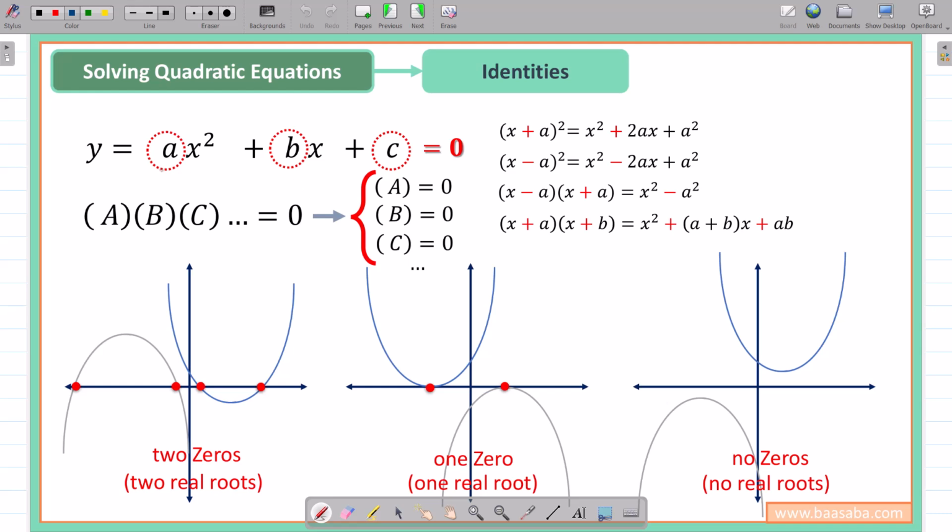When we have a quadratic equation, we can write it as two linear factors. So we can modify a quadratic equation into two linear equations. Solving two linear equations is always easier than solving a quadratic equation. That's why we use identities to simplify or modify a quadratic equation into two linear equations.